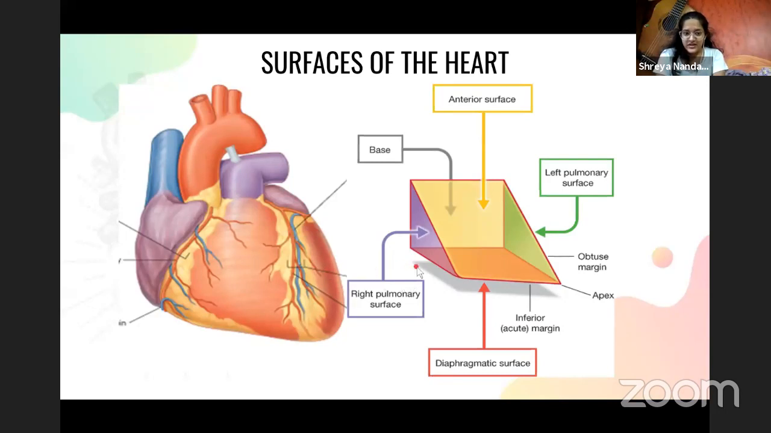This is a slide that talks about the surfaces of the heart. Now, if we imagine the heart in the form of a prism, we can see the various surfaces of the heart. That is the anterior surface, the diaphragmatic surface, the left and the right pulmonary surface, and there's an apex and a base as well. So there's an easy way that we can understand its surfaces. For example, the left pulmonary surface lies in relation to the left lung, while the right pulmonary surface lies very close and faces the right lung. And similarly, the diaphragmatic surface of the heart rests directly on the diaphragm.